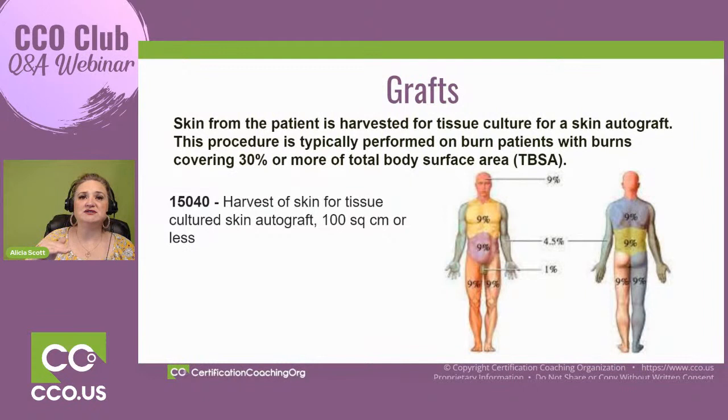Notice 15040, the pertinent terms are that it is cultured skin autograft, right? And 100 square centimeters or less. That's important. Those are the terms for this. Now, use this 15040 to look at additional codes. Underneath that is the add-on code that says additional space. And if there are codes that talk about different body parts, we're going to see some of those.